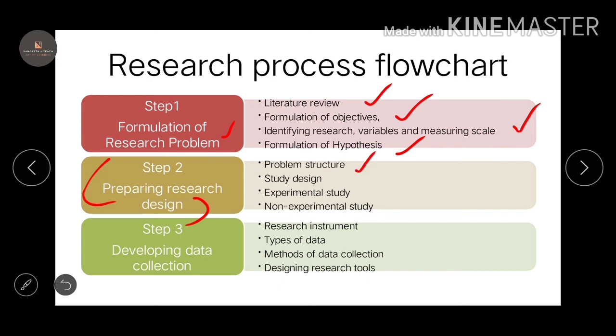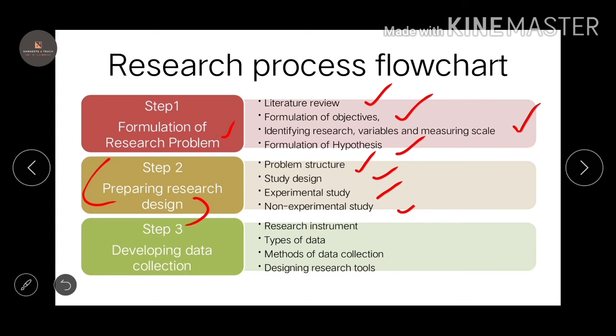In the second step, that is preparing the research design, it is having a structured problem structure. You structure the problem. What is the problem, how it can be solved, what are the different sub problems that are related, what are the different alternatives for that problem. You study the design, you experiment. It can be an experimental study or a non-experimental study. So this is what happens in the research design.